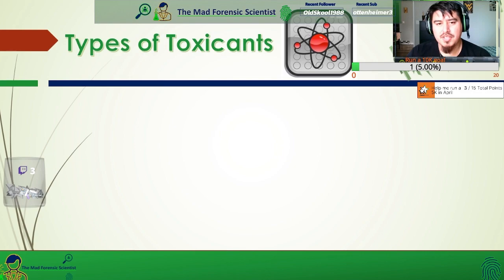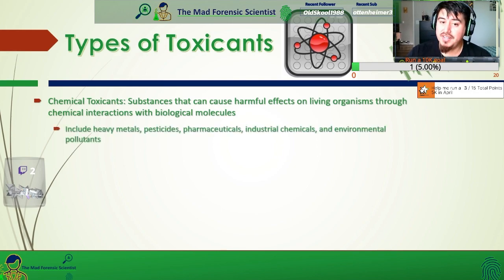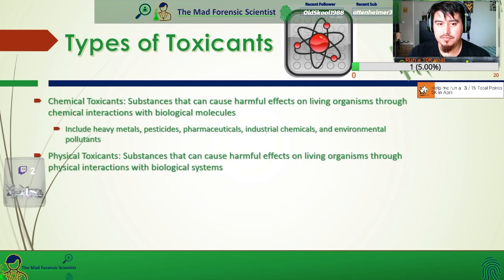Now I'm going to dig into some of the types of toxicants. There are chemical toxicants, which are substances that can be harmful and have effects on living organisms through chemical interactions with biological molecules, including heavy metals, pesticides, pharmaceuticals, industrial chemicals, and environmental pollutants.